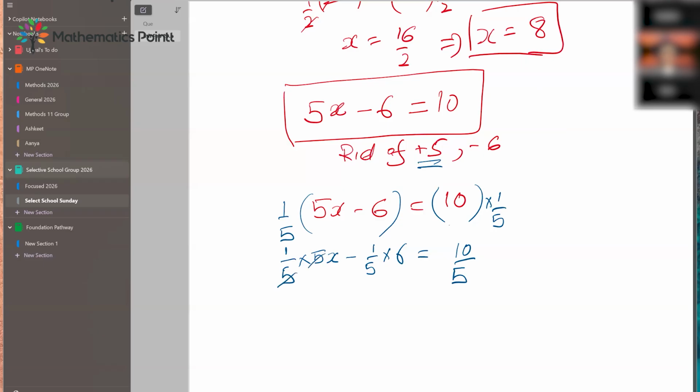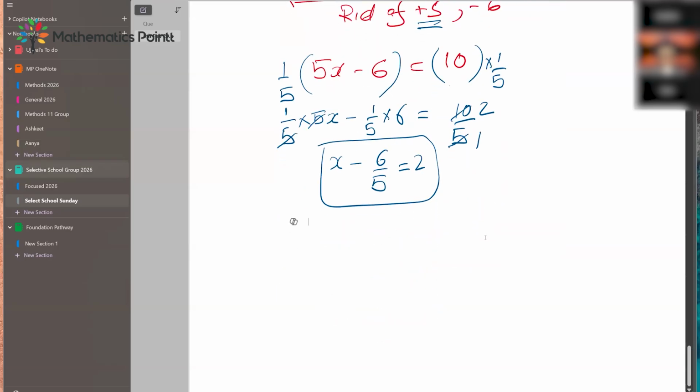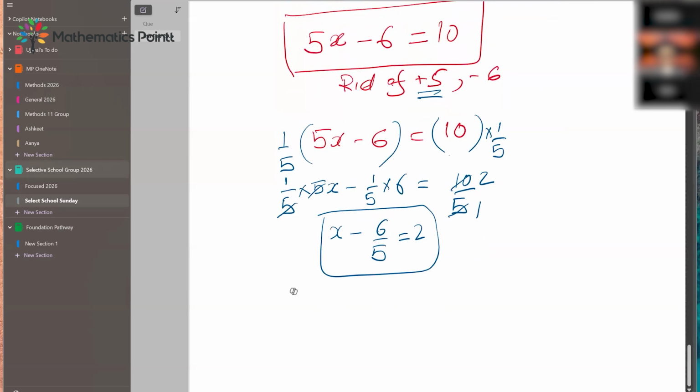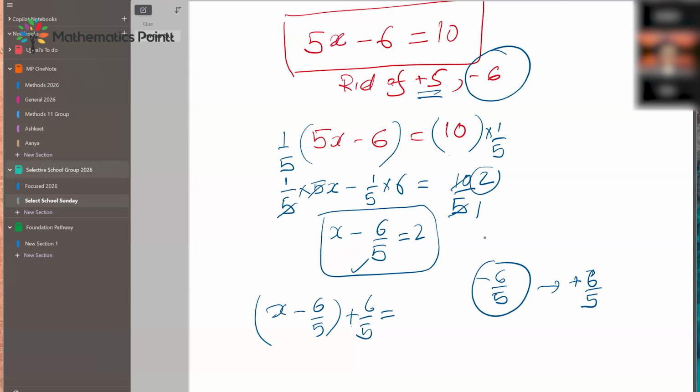Now 5 gone, which means 1. So this becomes x take away 6 on 5 equals to 5 times 1 and 5 times 2, which means 2. x take away 6 on 5 equals to 2. Now that negative 6 is not there anymore, you've got another person sitting with x, which is negative 6 on 5 rather. So I have to add 6 on 5 to get rid of this guy. So I have x take away 6 on 5 in the brackets plus 6 on 5 equals to, I had a 2 here, 2 within brackets plus 6 on 5. It wasn't 2 take away 6, it's 2 plus 6.